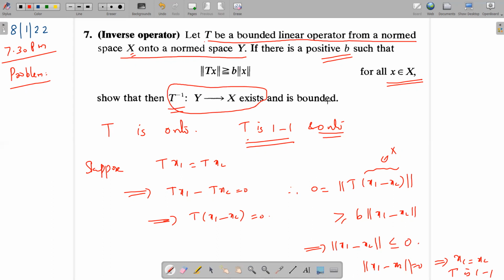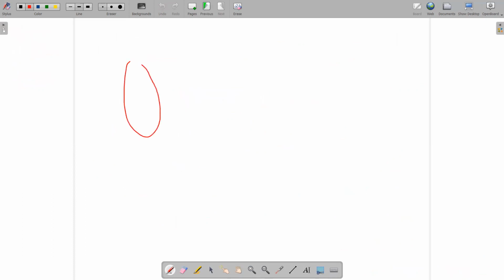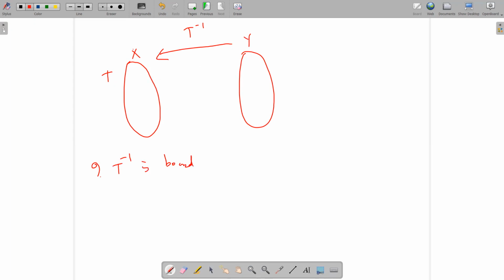Now to show that it is bounded. We know that T is a function from X to Y, which is onto, and T inverse is a function from Y to X. We want to show that T inverse is bounded. For that, it's sufficient to show that norm of T inverse is less than infinity, or less than or equal to K, that is, norm of T inverse is bounded.